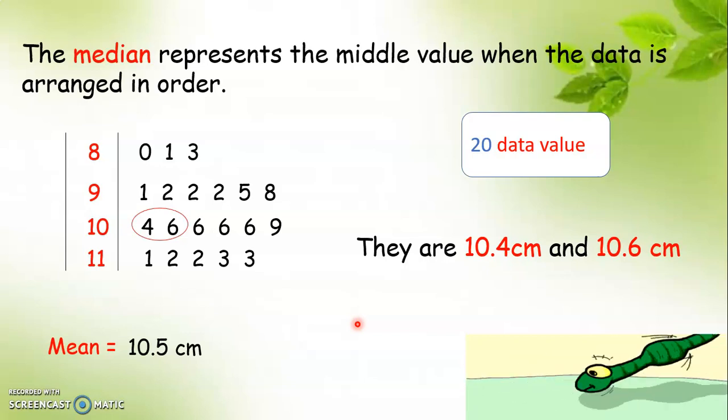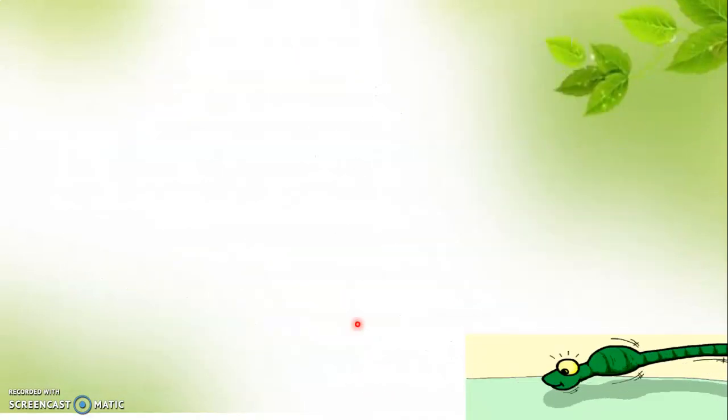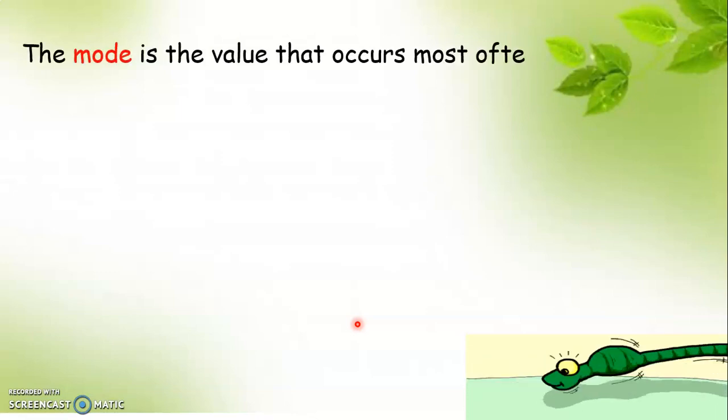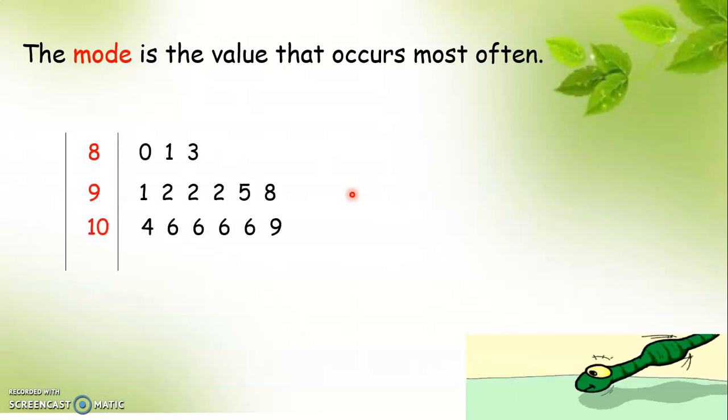Okay, next one. We need to get the mode. Mode is very easy. How will you know what the mode is? The value that occurs most often. So it means the value that you see most of the time in the same order.